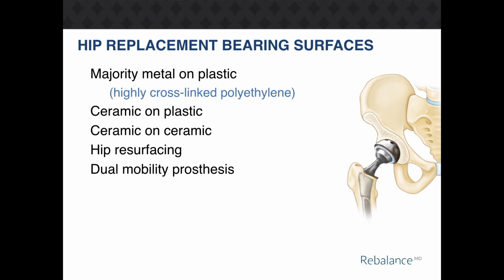There are also a variety of bearing surfaces that may be used in your hip prosthesis. The majority of these will include metal on plastic, also known as polyethylene. Others include ceramic on plastic, ceramic on ceramic, hip resurfacing, or a dual mobility prosthesis.